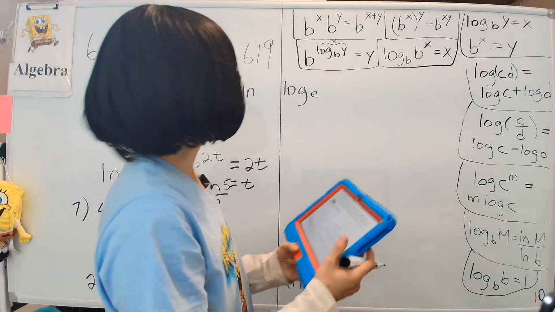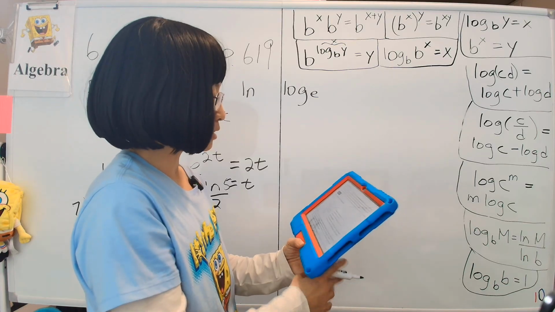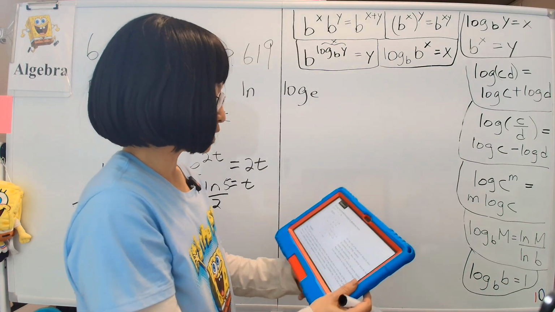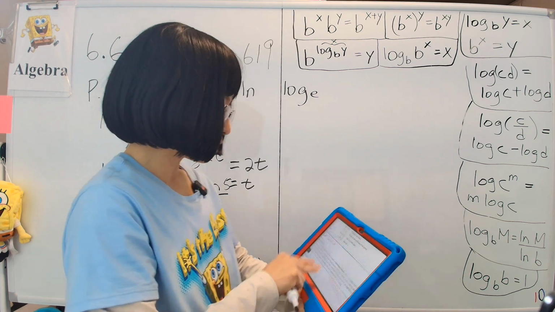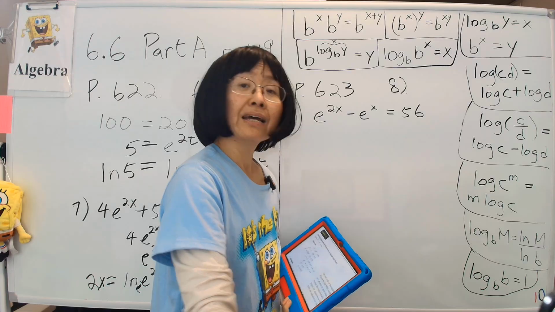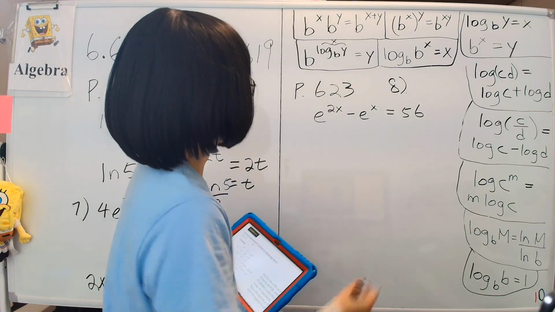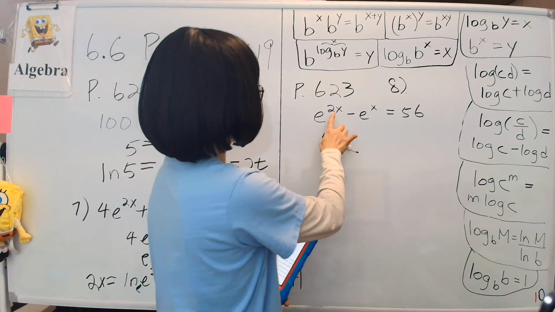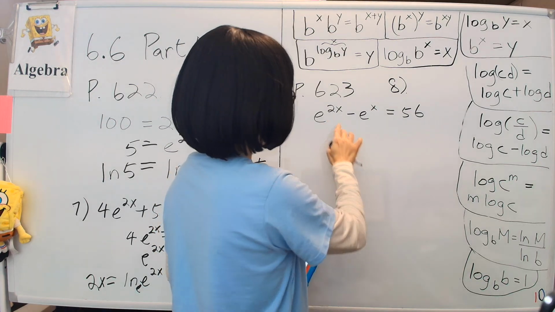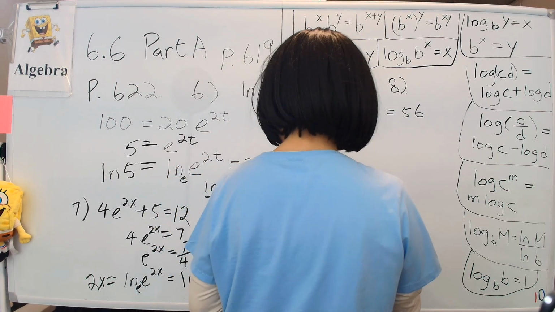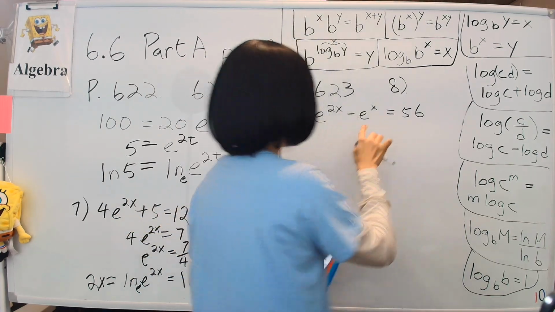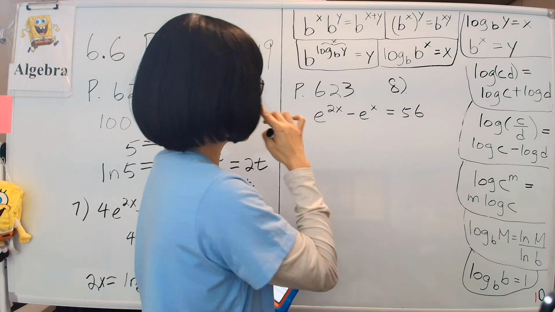Actually, let's do one more example, because example 8 is the same thing. Some kind of equation with e in it. So let's do example 8 on page 623. In example 8, we have e to the power 2x and e to the power x. Now that is a bit weird, right? Because before we just had one e, and now there are 2 of them. But in this case, it happens to be in a convenient form.